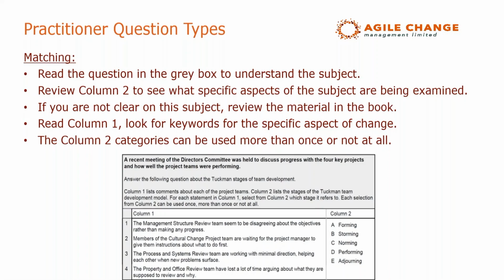Now I'm going to give you an example here. If we're talking about team formation, in the first column, question 1, it says the management structure review team seem to be disagreeing rather than making any progress. Disagreeing, that's a keyword. I know that is part of the definition of storming. So you look for the keyword. Waiting in question 2, waiting for the project manager to give them instructions. We know waiting is one of the definitions about passivity that relates to forming a team. So you know waiting, that means forming.